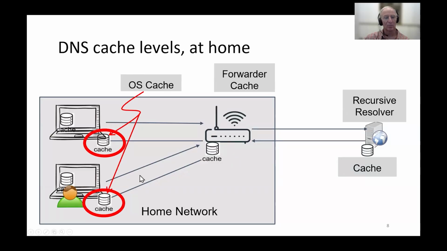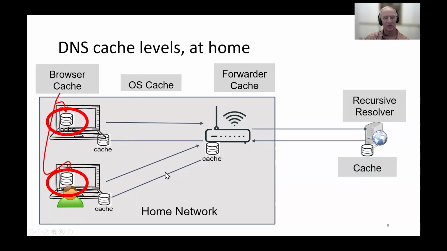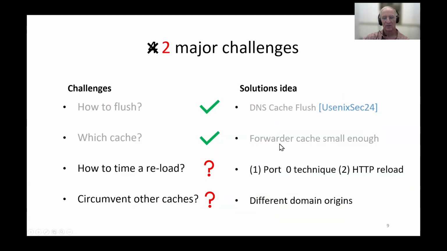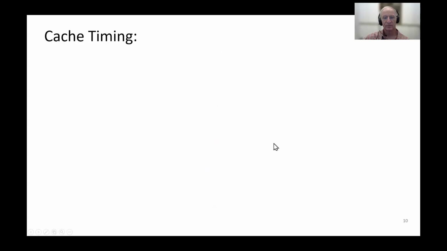We could have used the operating system cache or the browser cache. But the forwarder cache is the only one of reasonable size where it's easy for us to mount the attack. Using a larger cache would be much harder to mount the attack. So that's why I use the forwarder cache.